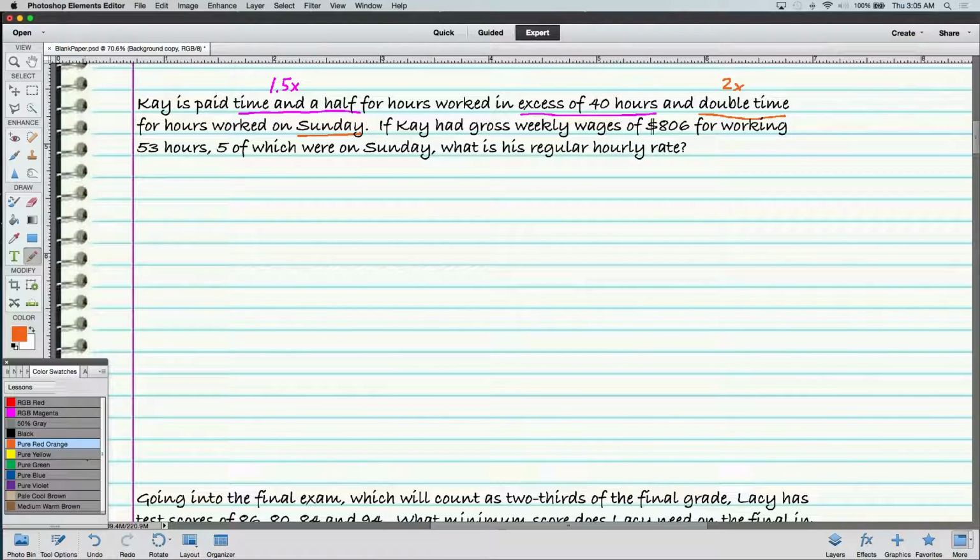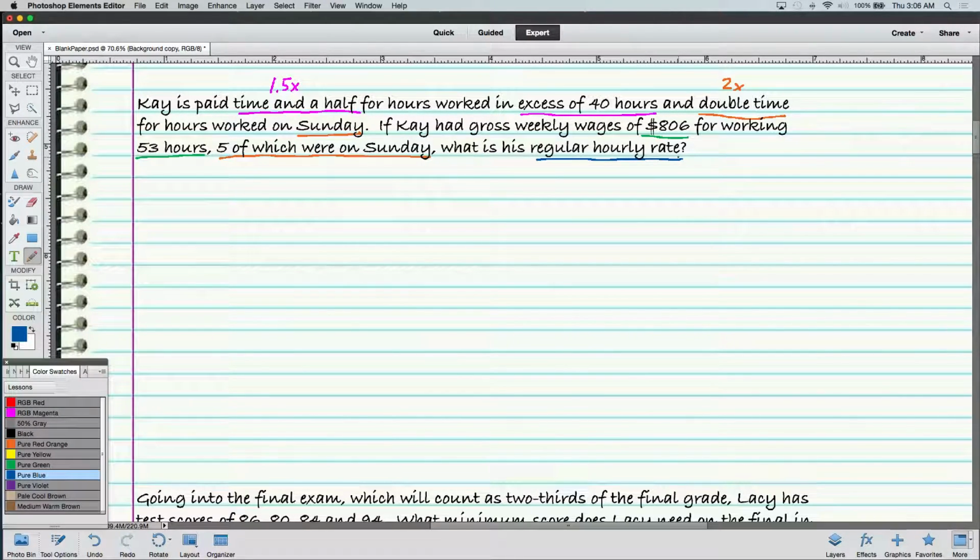If K grosses weekly wages of $806 for working 53 total hours, 5 of which were on Sunday. I'm going to go back to orange because we did Sunday in orange, 5 of which were on Sunday. What is the hourly rate? What is his regular hourly rate? Okay, so we have a bunch of pieces of information.